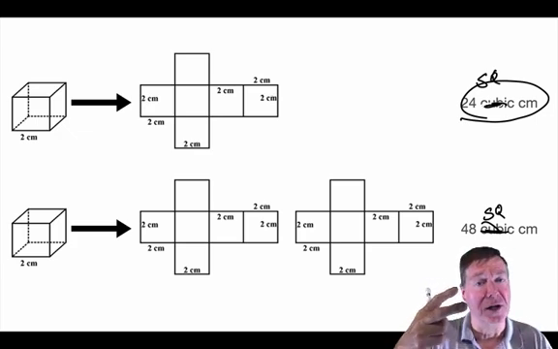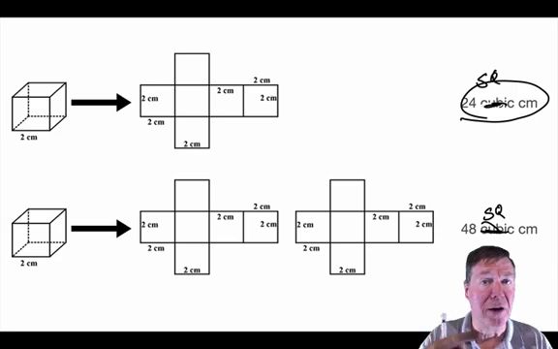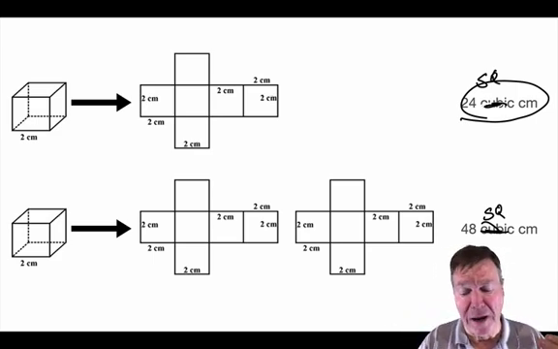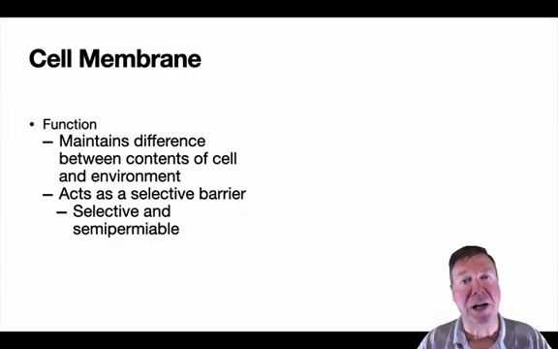There are 2 layers of lipids instead of just one, which they thought. They thought it was just 1 layer. They figured out it was 2. And then later on, when we came up with electron microscopes, we could see it in more detail.